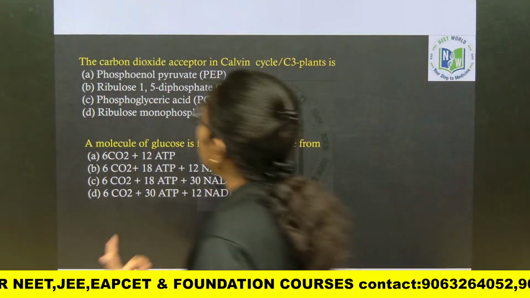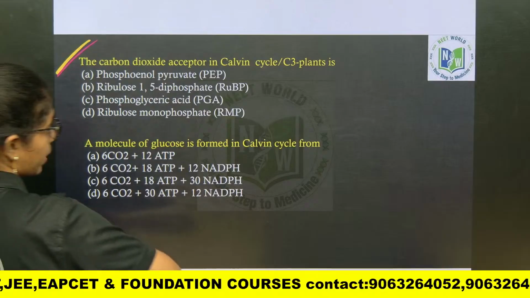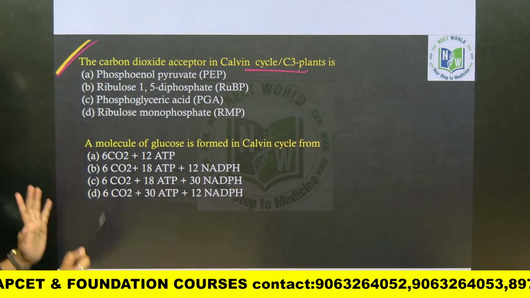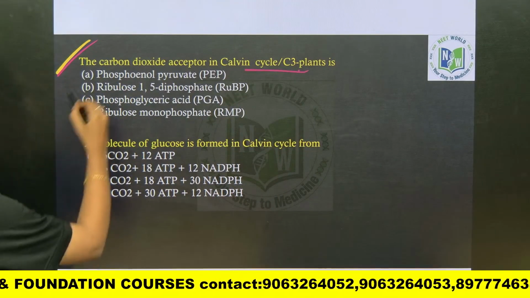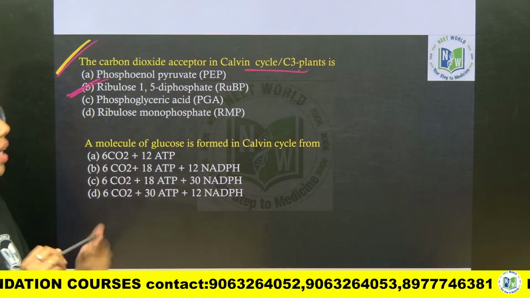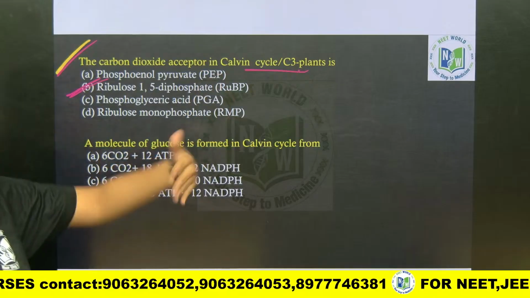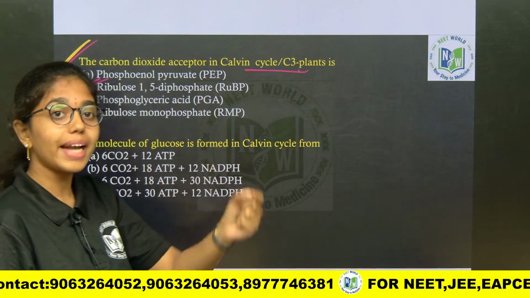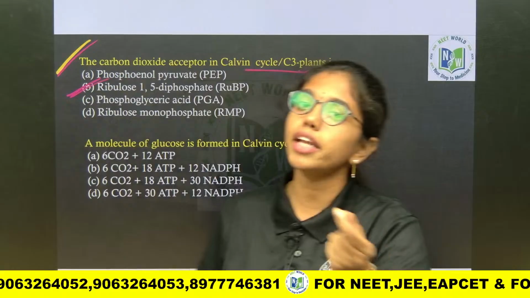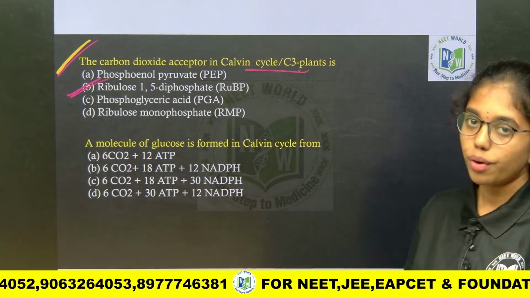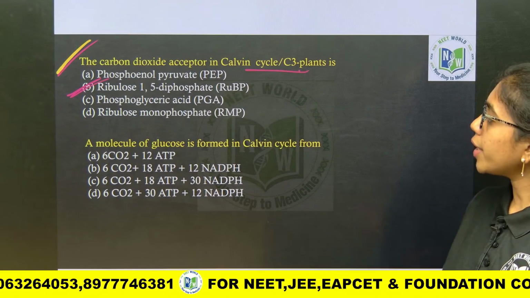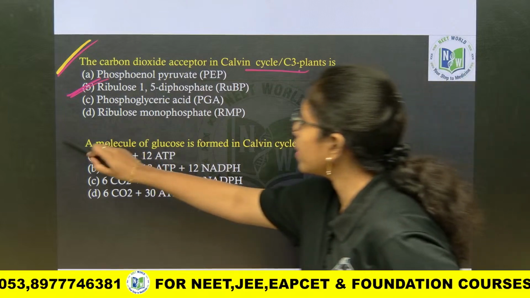Yes. The carbon dioxide acceptor in the Calvin cycle, very simple question. What is the carbon dioxide acceptor? RuBP. If the question is, the carbon dioxide acceptor in the Calvin cycle is catalyzed by, or the primary catalytic enzyme, if this is the question, then you have to choose Rubisco. Clear?